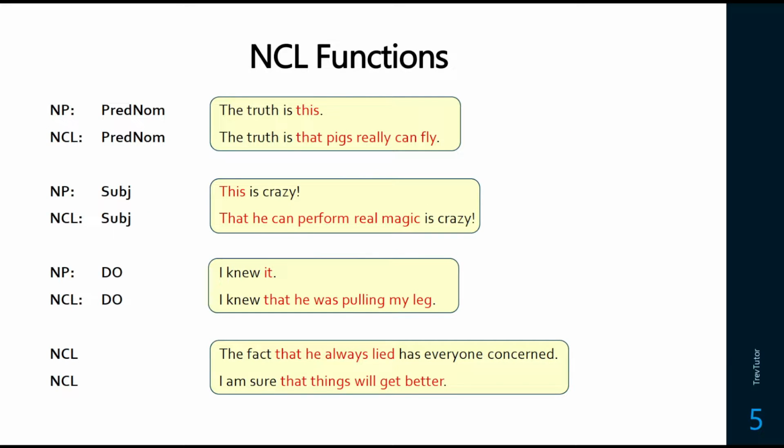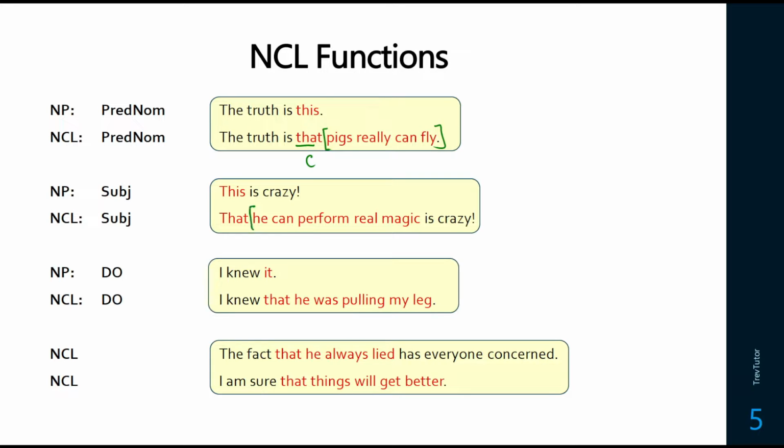I want to show you some examples of noun clauses and the functions they can have. So this will be quick, but we can take a look at this. So first of all, we can have predicate nominals. So we can say the truth is this, or the truth is that pigs really can fly. So we have a complementizer introducing another sentence, pigs really can fly. They could be subjects, this is crazy, or that he can perform real magic is crazy.